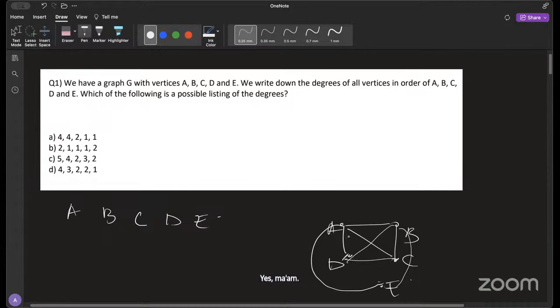A, we drew four, and then for B, we drew one, two, three, and four. CD, we have not decided yet. So this was for four, four, and then if C has two, it has two, and then D cannot have one, right? It already has two edges. That means this is not possible. So the first option is not possible.